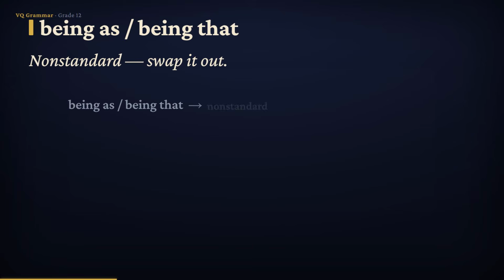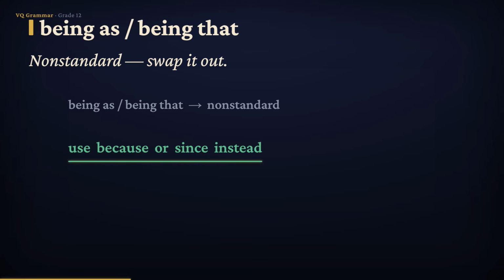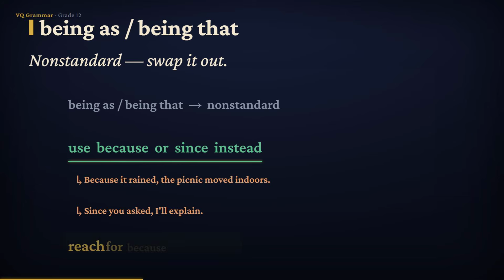Third on our list, being as and being that. You'll hear both in casual speech. Being as it was late, we left. Being that she knew the way, she drove. But in careful writing, both are non-standard. The fix is easy, and it always works. Use because or since instead. Because it rained, the picnic moved indoors. Since you asked, I'll explain. Both because and since introduce a reason cleanly and correctly. So anytime being as or being that shows up in your writing, reach for because or since in its place.